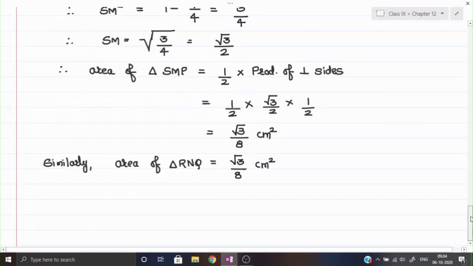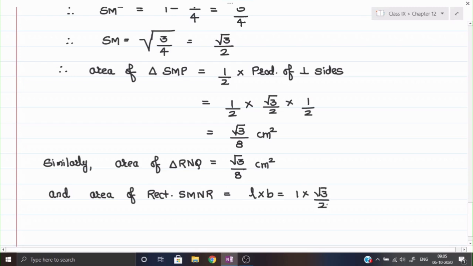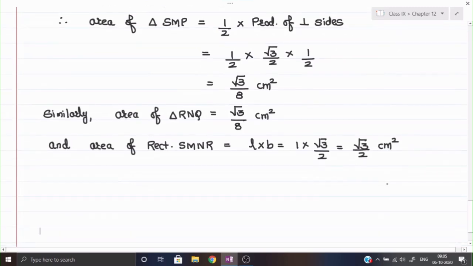So we shall write down at last, the area of rectangle, this question is very lengthy. Area of rectangle SMNR is equal to length into breadth. So what is the length we can suppose? That is 1 centimeter, and breadth we can suppose as root 3 by 2. So this will be equal to root 3 upon 2 centimeter square. Okay, now we shall add all these, the area of the two triangles and the rectangle.